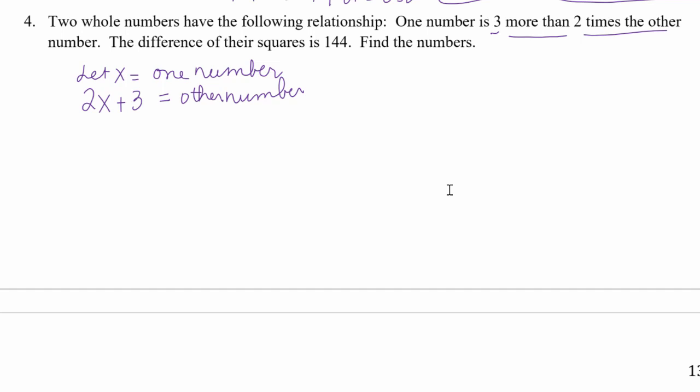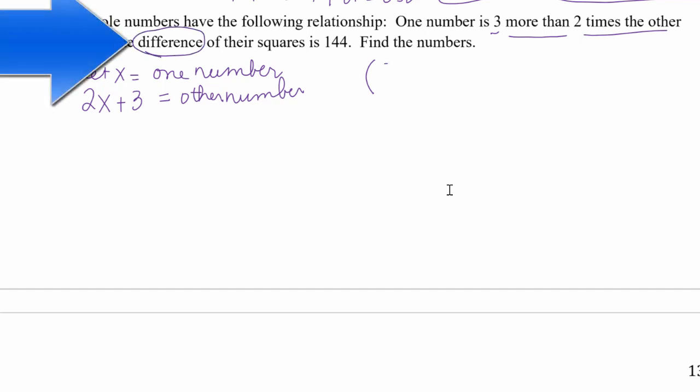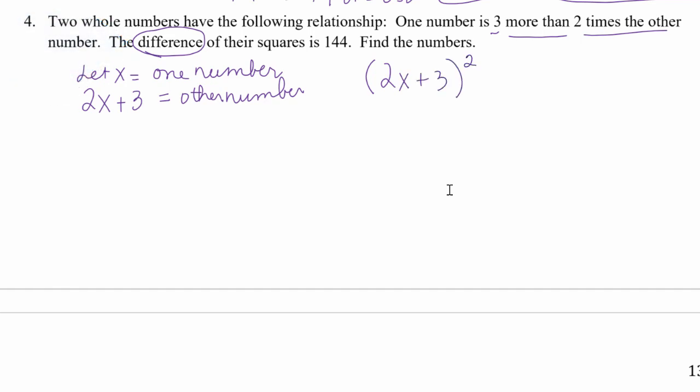Okay, so now it says here that the difference of their squares. So we're going to subtract these two. Which number do you think is bigger, x or 2x plus 3? If you said 2x plus 3, you are right, since these are whole numbers, right? These are positive. So since my equation is going to involve subtraction, because it says difference, I'm going to put the bigger number first. So 2x plus 3 squared, subtract, because they wanted a difference, x squared, that's equal to 144. So the difference of the two numbers' squares, see that? The difference of the squares is 144.